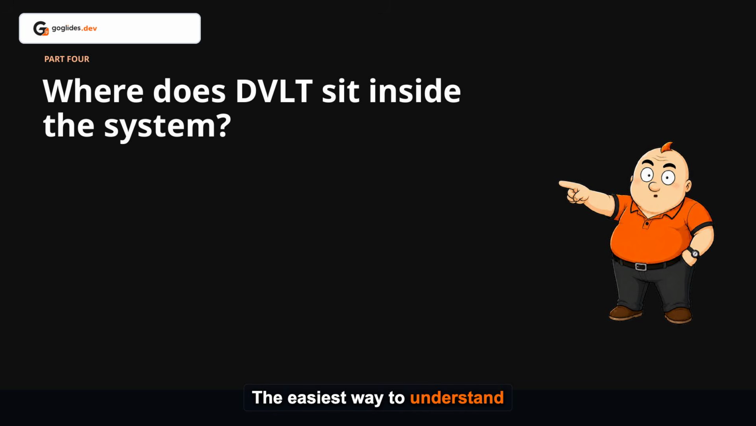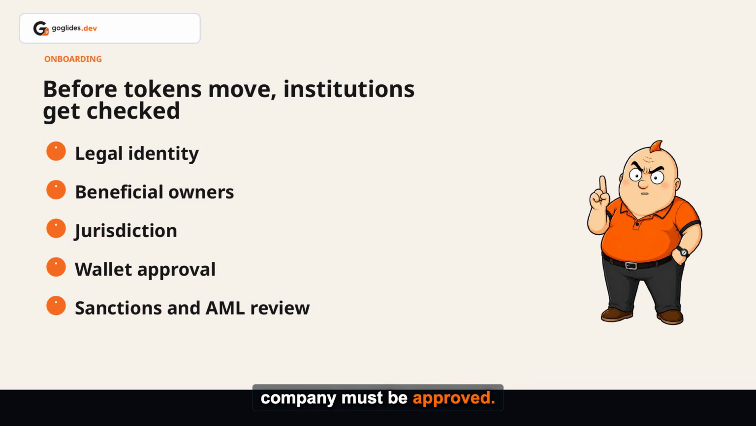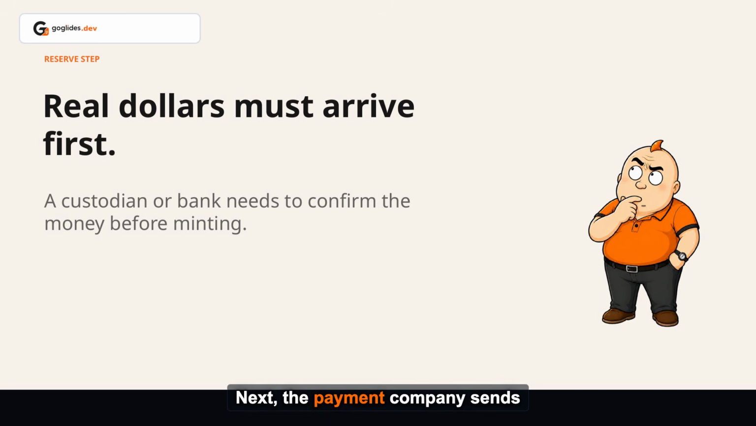The easiest way to understand Datavault's possible role is to follow one institutional transaction. Imagine a payment company wants to acquire $10 million of MUSD. First, the company must be approved, its legal identity has to be verified, its owners may need to be checked, its jurisdiction has to be reviewed, its wallet addresses may need to be approved, and sanctions and anti-money laundering checks have to be completed. Next, the payment company sends 10 million real dollars to an approved bank or reserve custodian. The custodian confirms that the money arrived. Only then should 10 million MUSD be created.